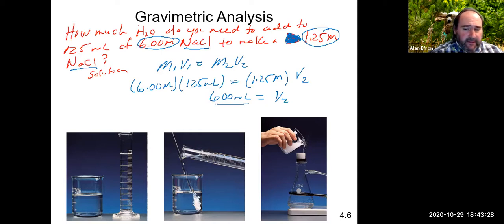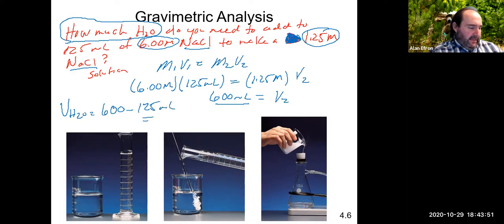That is basically the final volume of the solution that we would make. So in this case, again, very common dilution questions oftentimes ask about the water. To find the volume of water, we're going to take our final volume, which is 600 milliliters, minus our initial, which is 125. And that's going to tell us that we need to add about 475 milliliters of water.